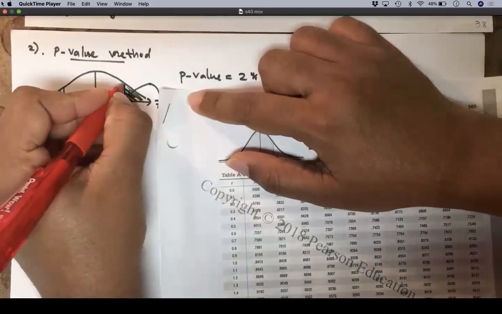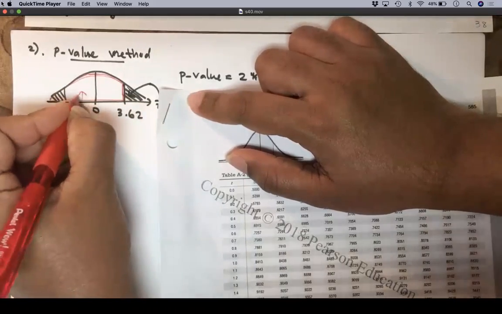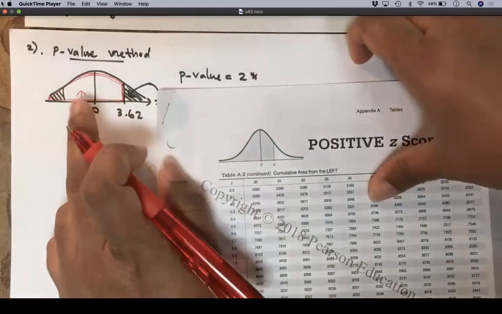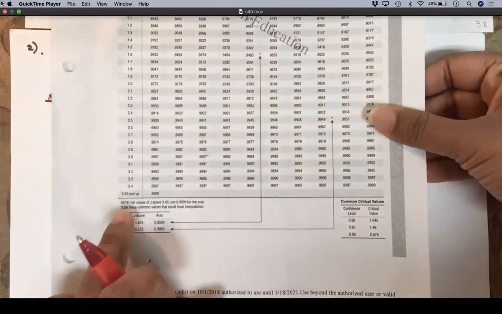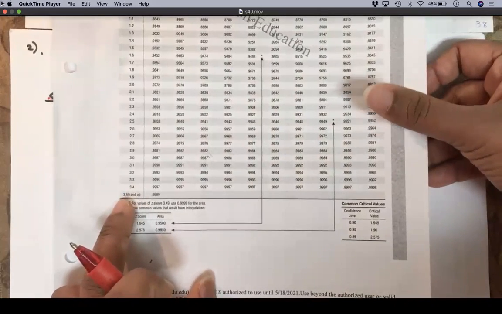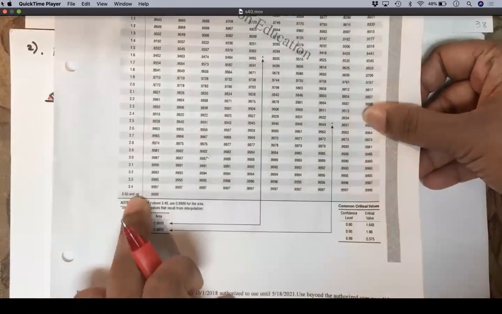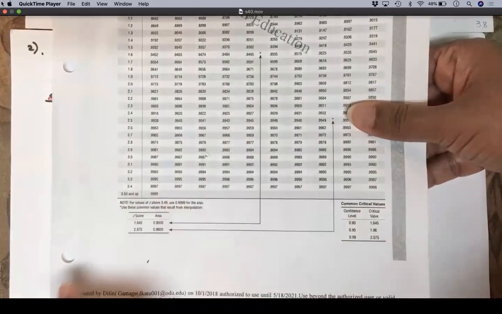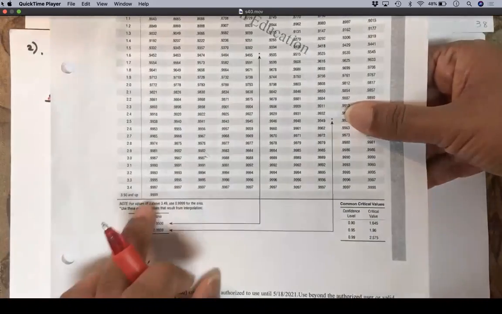If you have a right-sided area, we cannot use the table directly. So you have to find the left-sided area, that means the red colored area. According to this z-score, we can find this area. What is the value of this area for 3.62? We have z values up to 3.4. After that, there is a line that says 3.5 and up. If you have z-scores of 3.5 and up, you get the same area for all those z values.